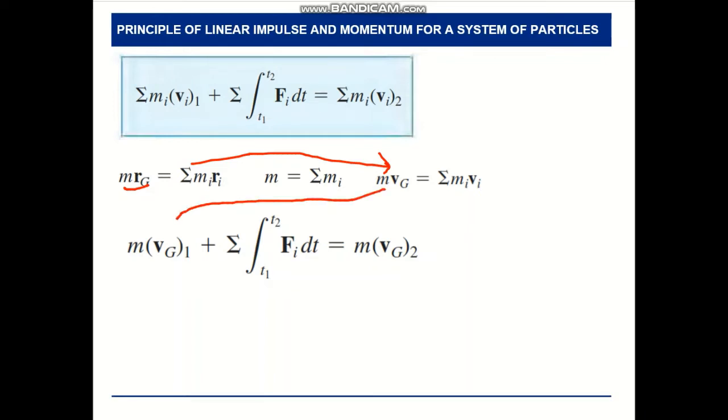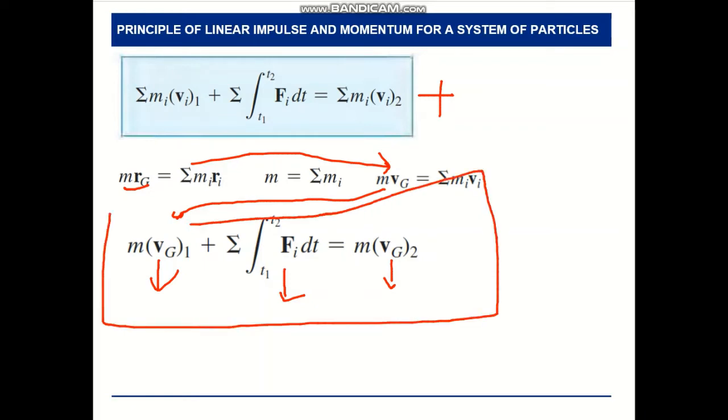By using this, we can simplify this equation into m, the system's center of mass initial momentum, plus all the external forces' impulse, is equal to the system's center of mass final momentum. So we can simplify this equation. Instead of taking all these parts, we just simply go through the center of mass, and then we can find this system's momentum and impulse equation.